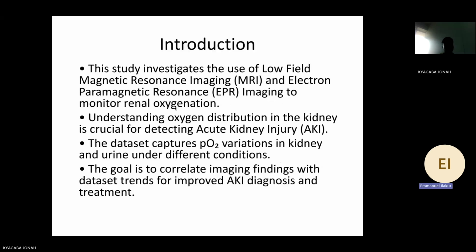Acute kidney injury is a situation which disrupts the renal oxygen, leading to severe complications if it's not detected early. Traditional imaging methods lack the time capability, making it difficult to track kidney function dynamically. And so understanding this oxygen distribution in the kidneys is very crucial for us to be able to detect AKI. For the rest of the discussion, I'll refer to acute kidney injury as AKI.